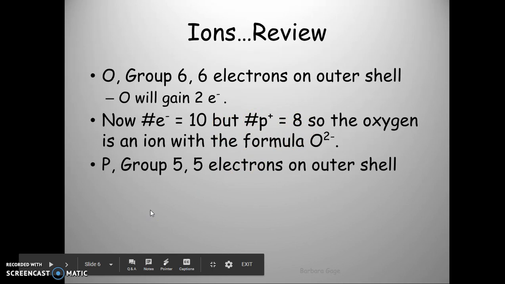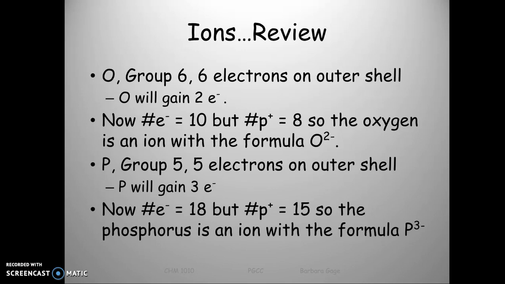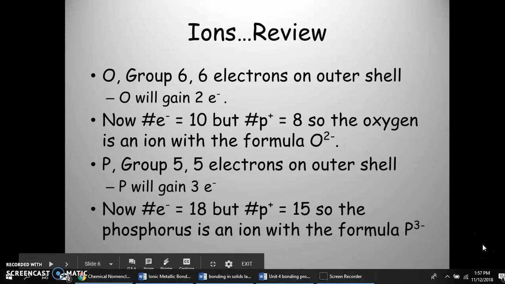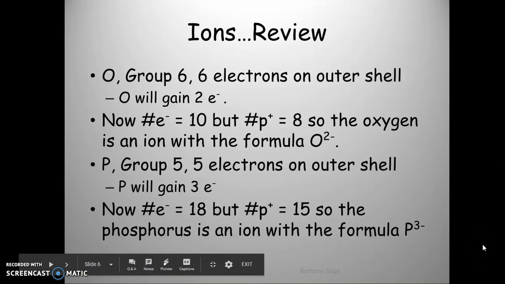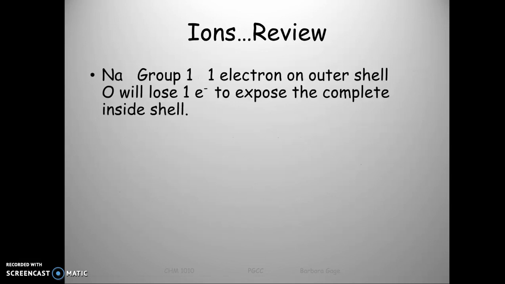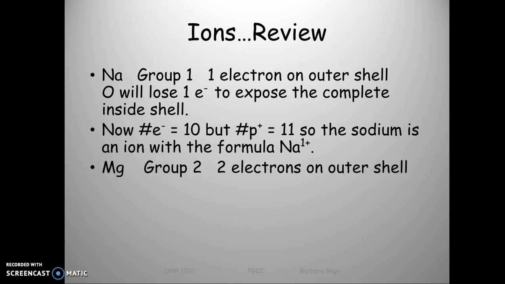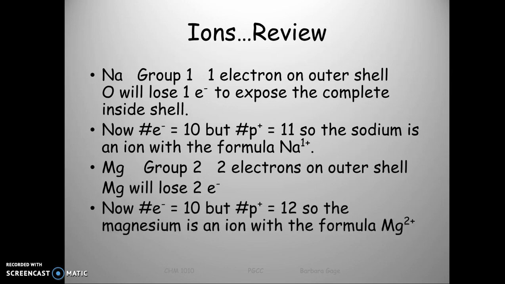Phosphorus, group 5, 5 electrons in its outer shell. It would need to gain 3 electrons to get to 8. Now it has 18 total electrons, but it's got 15 protons. Therefore, its formula would be -3. Last one, sodium is in group 1. Its outer shell is going to lose an electron because it's going to be easier for it to lose 1 and get to 0. So now it has 10 electrons, 11 protons, so its overall charge is +1. Magnesium, group 2, 2 electrons in its outer shell have to be lost to get to 0. Now its overall charge is +2.